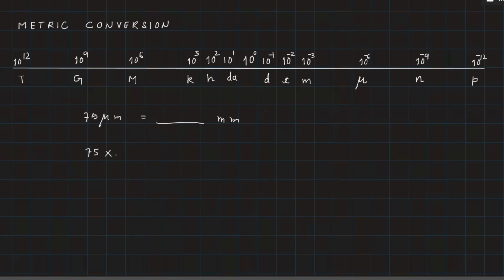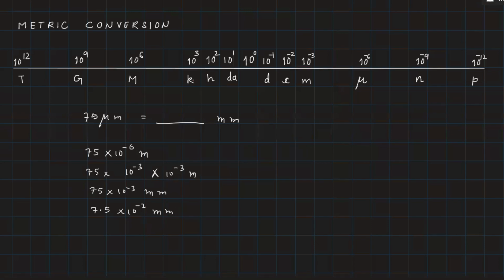So we get 75 into 10 to the power minus 6 meters. Now 75 into 10 to the power minus 3 meters. The reason being, we want it in millimeter. And here, to make it minus 6, I will have a minus 3 over here. So this I have is 75 into 10 to the power minus 3 millimeter. And scientific notation is 7.5 into 10 to the power minus 2 millimeter.